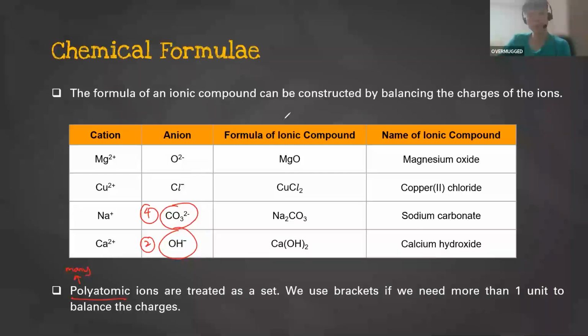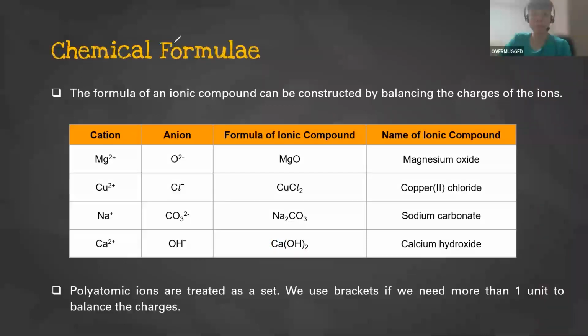Okay, so for polyatomic ions, we need to use brackets if we require more than 1 unit to balance the charge. In this case, I have 2+. I have minus here, right? So how do I balance the charge? I need 2 units of this. Minus, minus, then can cancel out. But how do I write 2 units of hydroxide? I have to write it in brackets and then the 2 over here. This means that I want 2 units of this to balance the Ca2+.